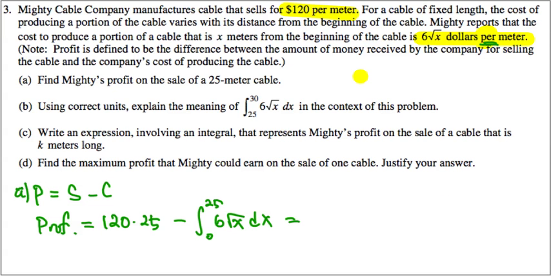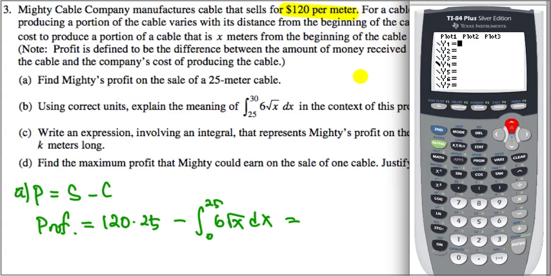Now, we'll try to calculate this one together. So 6 square root of x. For the window, why don't I go from 0 through 40, how about that? Since it was up to 30, I just went to 40. And then we're going to go for zoom standard, zoom fit. All right, so that's the expression that we end up getting.